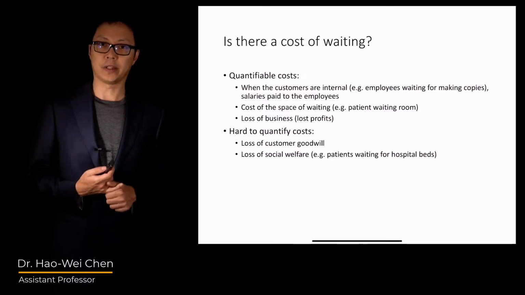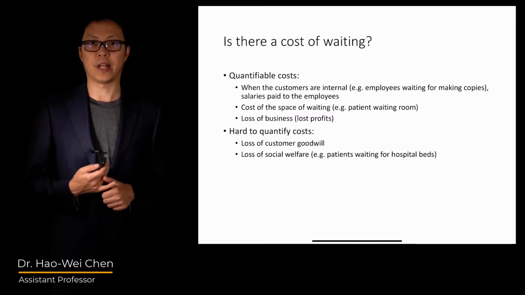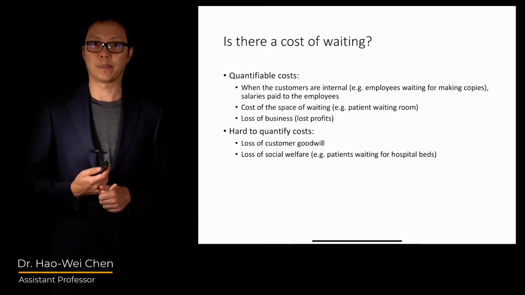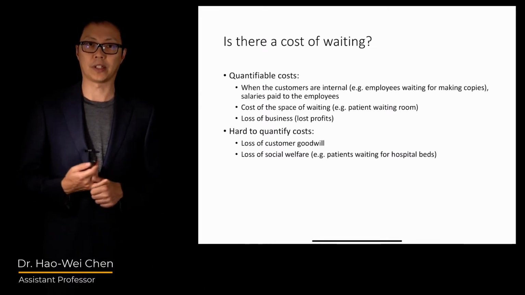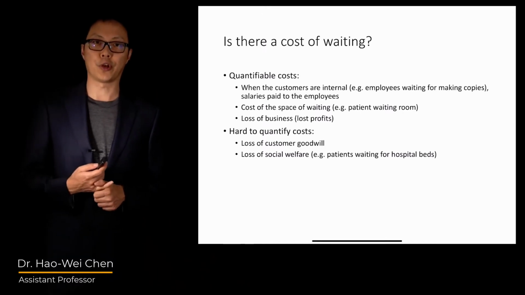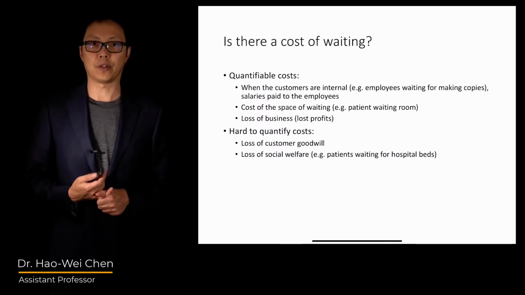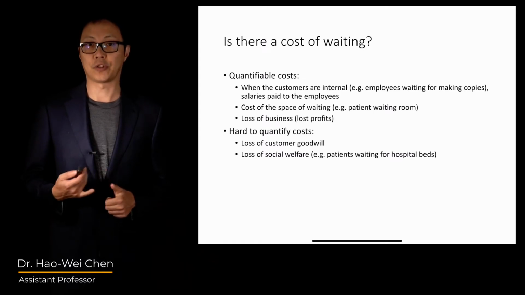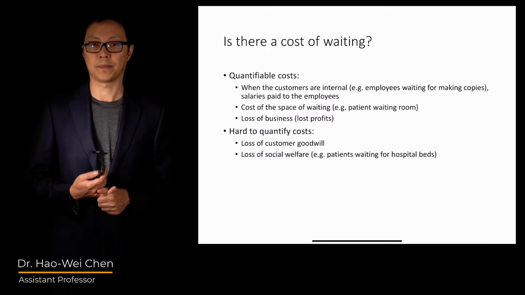The cost of waiting can be categorized into two. The first one is quantifiable cost, which includes salaries paid to the employees, space taken by the waiting area, or even loss of business when customers leave due to a long wait. The second type includes those hard to quantify. For example, loss of future profit due to unhappy customers, or even loss of social welfare, such as patients who have to wait in the hospital for their ER bed.